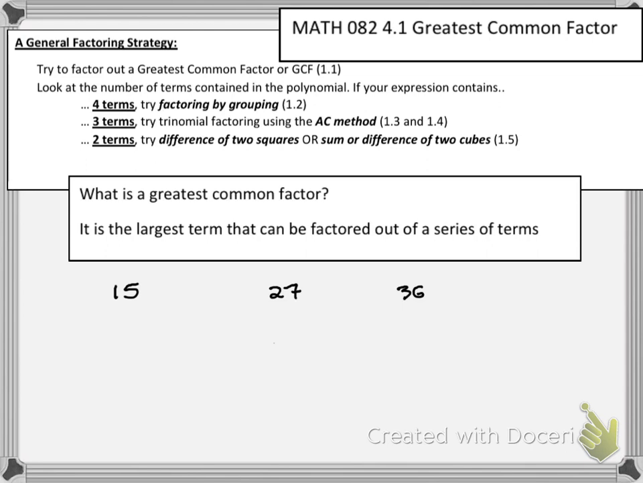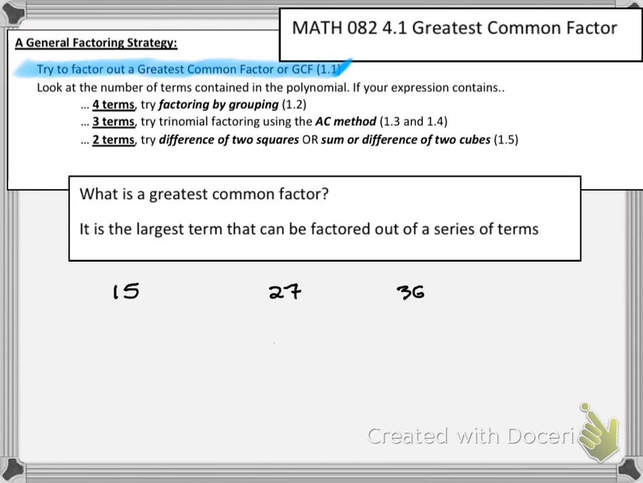So overall in this chapter, we are going to be looking for a general factoring strategy for polynomials. We can't really proceed any further with our steps until we learn how to factor out our greatest common factor. So that's what this section is going to teach us.